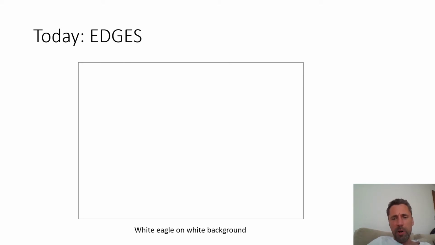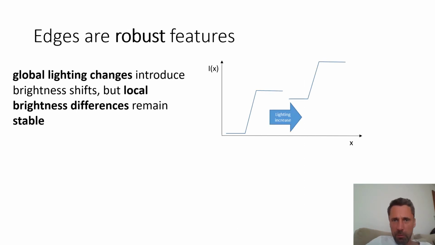The white eagle on white background, right? So you basically don't see it because there's no edges, and edges are very robust features. Edges have been used in the past as one of the main features that people would look for, features that define an object's shape or the existence of an object. So why would people resort to just the edges? Well, because they're pretty stable.